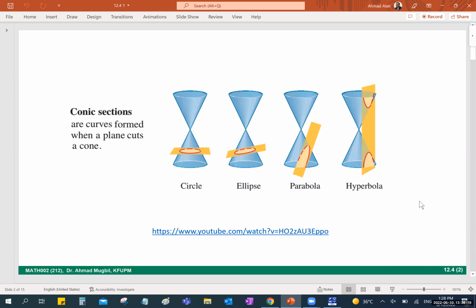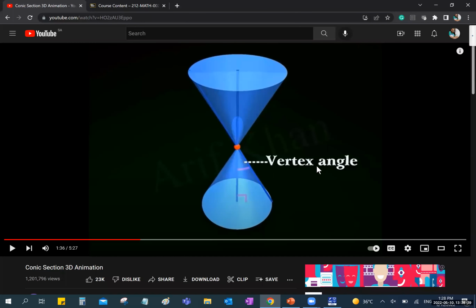Now we need to refresh our memory before going further. What are the conic sections? They are curves formed when a plane cuts a cone. And we have, in fact, mainly three conic sections. Let me remind you about this YouTube video that we have seen together. We have watched this together at the beginning of chapter 12.